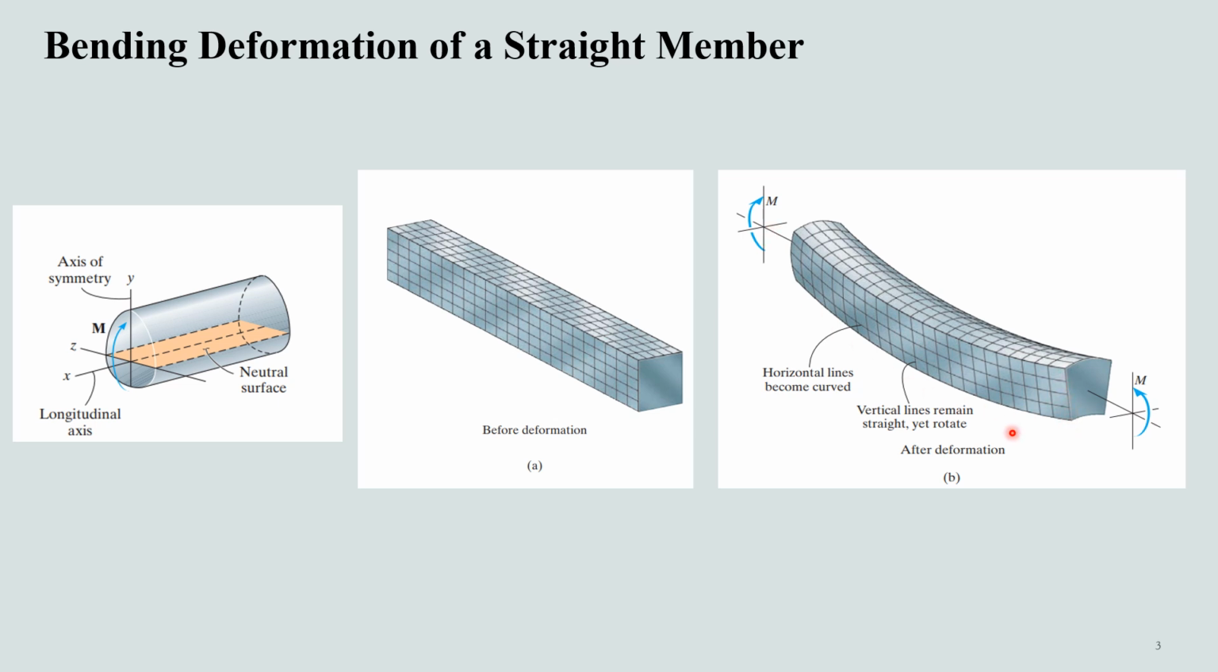You can see here that horizontal lines become curved. However, the vertical lines remain straight, yet they are a bit rotated or at an angle from their initial position. They are still straight, but they are at an angle from their very straight position.